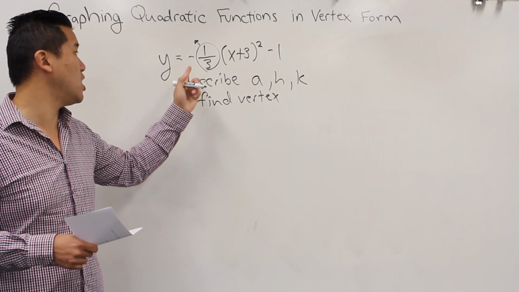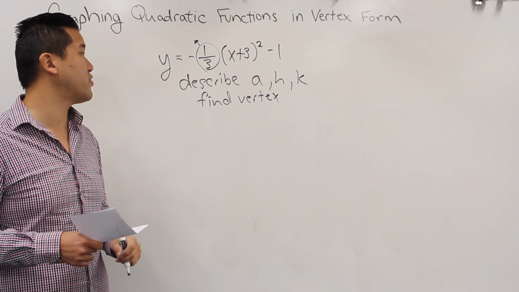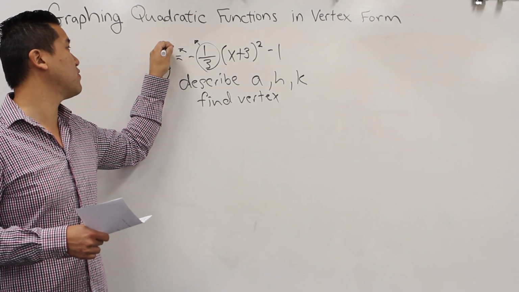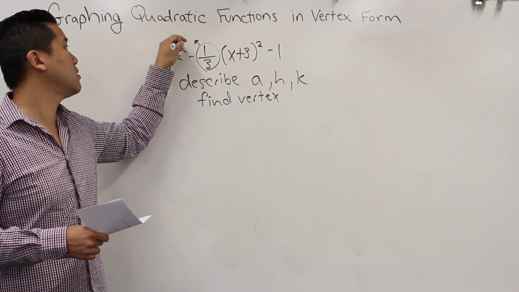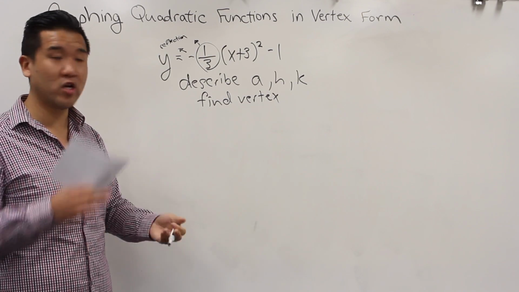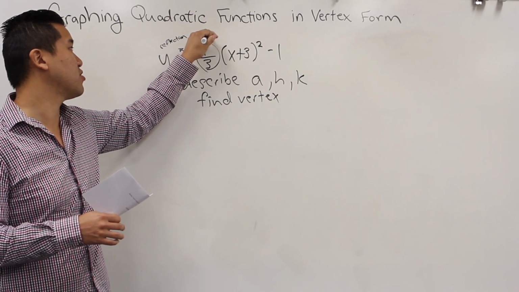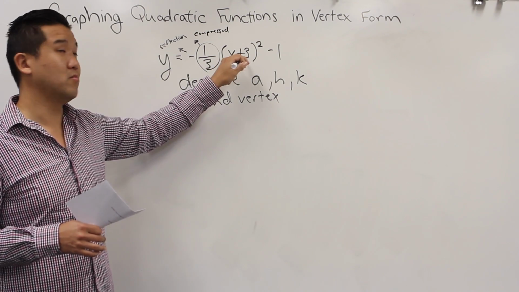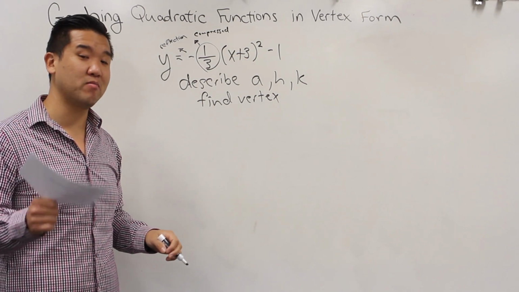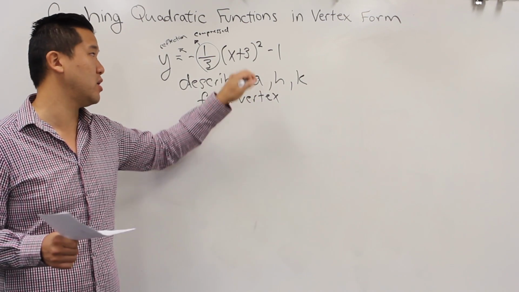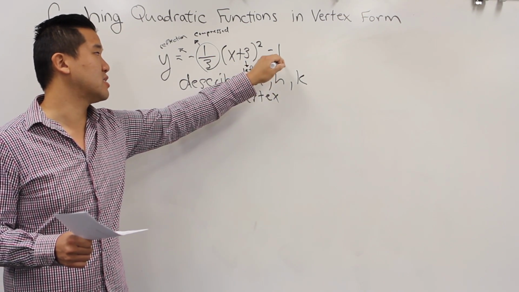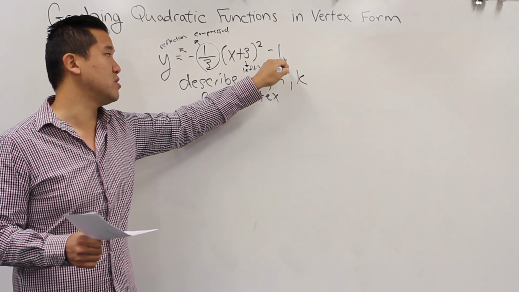Alright, welcome back. So here we have it. Negative 1/3. Describe it. The negative means the sad face or reflection. The 1/3 means it's compressed, so your graph should be wide. The +3, a lot of kids make a mistake, a misconception. A lot of kids think it's the right 3, but remember it's opposite, so it's the left 3. And this guy down here, it's regular, so it's going to be down 1.